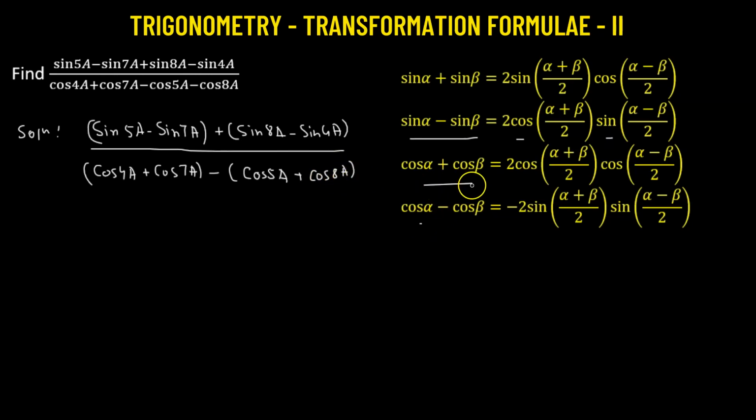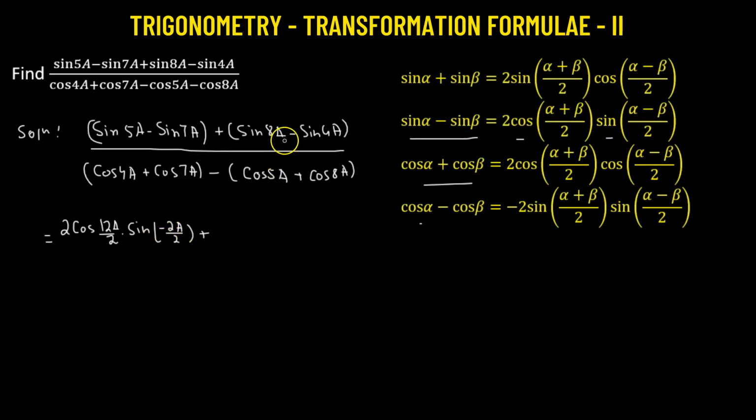Whenever we have the sum of the cosine functions, it's going to transform as the product of two cosine functions. So we will get in the numerator, for sine 5a minus sine 7a, 2 times cosine of angle, so we need alpha plus beta. That's 5a plus 7a, which is 12a, so we have 12a over 2, multiplied to sine of angle 5a minus 7a, so that's negative 2a over 2.